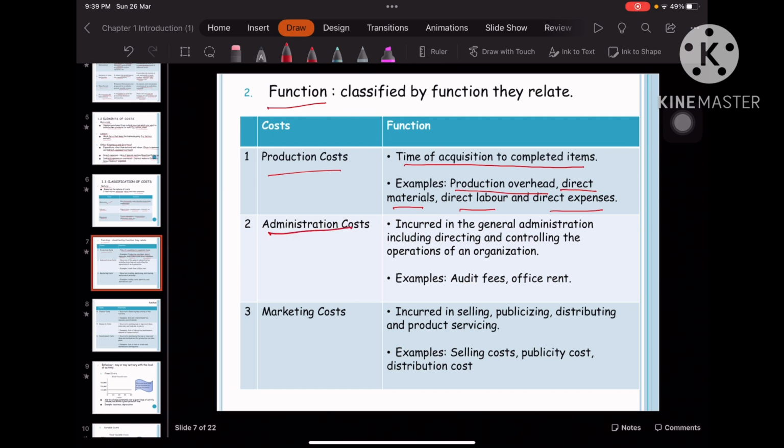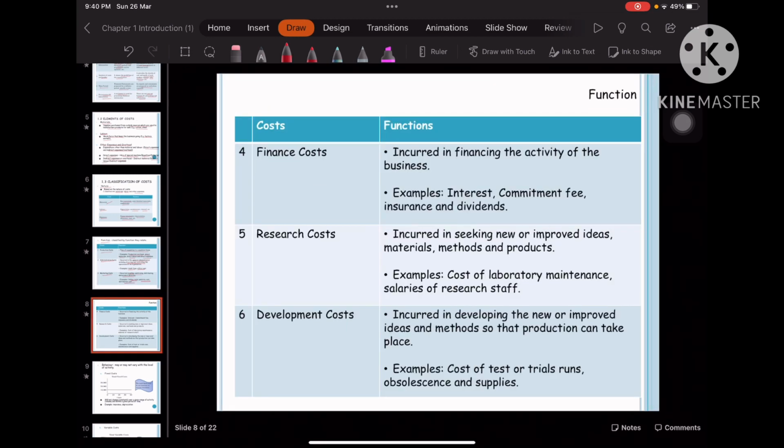All right, admin. I think that everyone knows what the admin is. It is the general administration, including directing and controlling, something like audit fees. We would like to rent our office and so on. All right, and then the marketing cost is actually the selling, publicizing, and also distributing product, servicing. For example, selling cost, publicity, and also distribution.